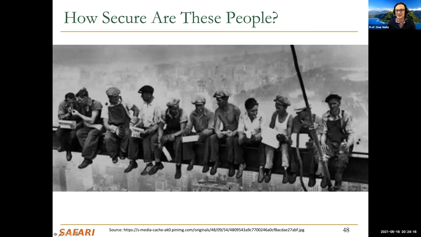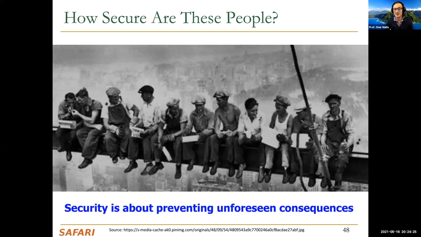These folks who are constructing New York after the World War are happy on this rod. But if this rod has a reliability problem, like a bit flip, like what we're going to talk about, maybe they're not going to be happy one second later. Right? So I think of security as about preventing unforeseen consequences. And this is a very general definition of security that I introduce students to in the freshman class as well.